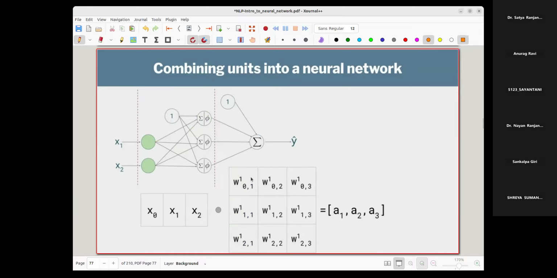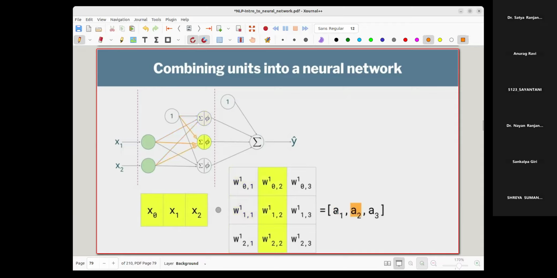Is it okay? Okay. So now when you multiply, what are we doing? If you see only this one, this is x0 into W01, x1 into W11, x2 into W21. Then it will pass through some nonlinearity and you will get A1. So what is A1? A1 is x0 into W01 plus x1 into W11 plus x2 into W21. Then it passes through this phi and you get A1.